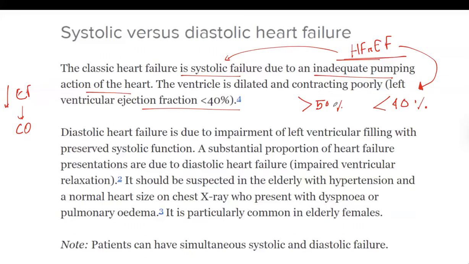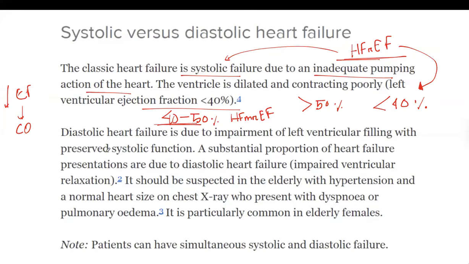What's in between? Between 40 to 50%, if a patient has symptoms of heart failure, there is a name we use nowadays. It's called heart failure with mildly reduced ejection fraction. So HFmrEF, heart failure with mildly reduced ejection fraction. That is also a systolic failure, but this patient is in between 40 to 50%. They usually don't have a lot of symptoms, but these are the group of patients who can eventually become full-blown systolic failure patients. Okay?